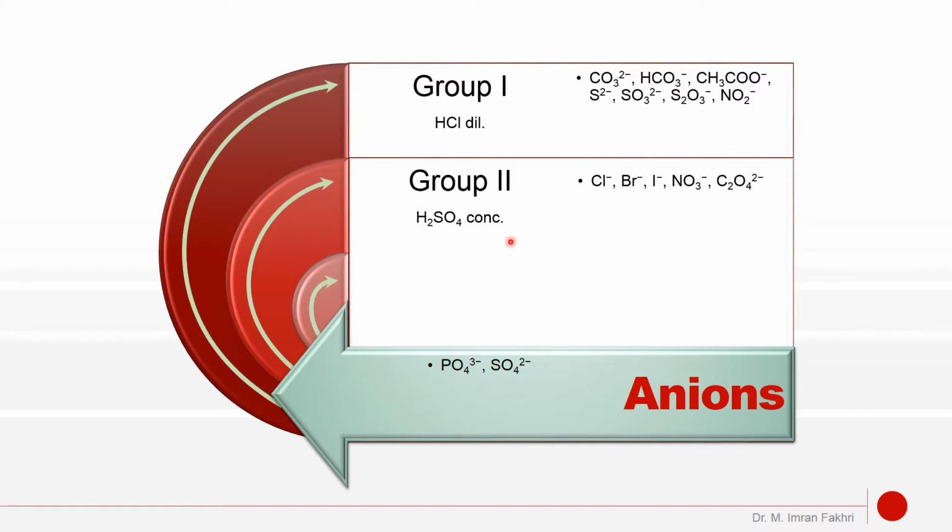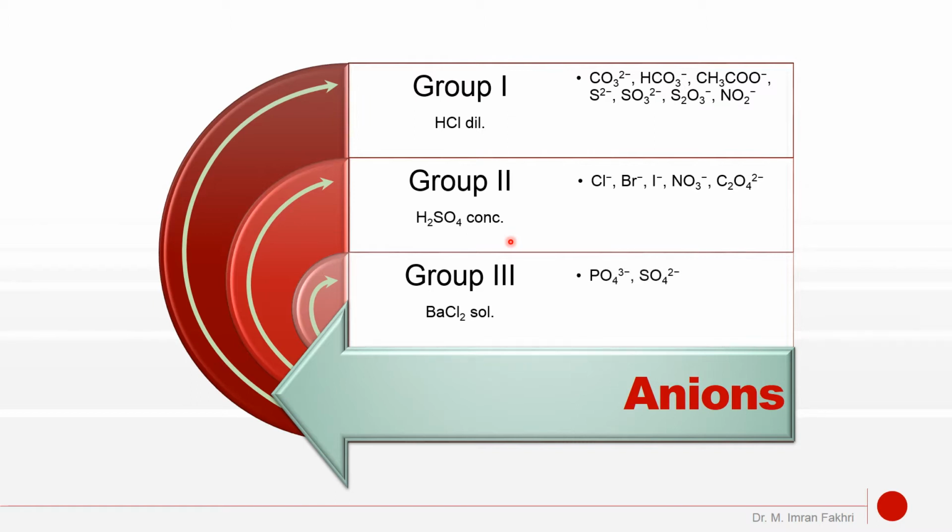And if the group 2 anions are also absent, then we have to go for the group 3 anions, in which we have to add barium chloride. If precipitation occurs there, we may have phosphate or sulfate present in the given salt.